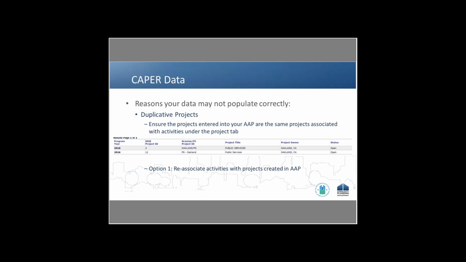If you find that you've done this, you have two options to fix it. You can reassociate the activities with the project or the projects that were created within the action plan, or you can amend your action plan to make sure that it's including the correct projects.